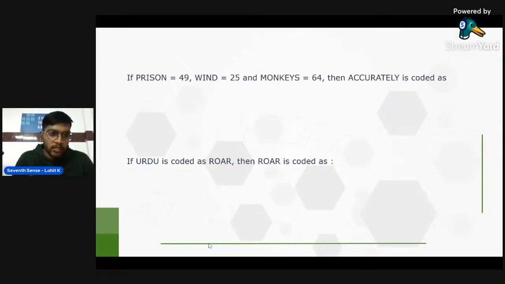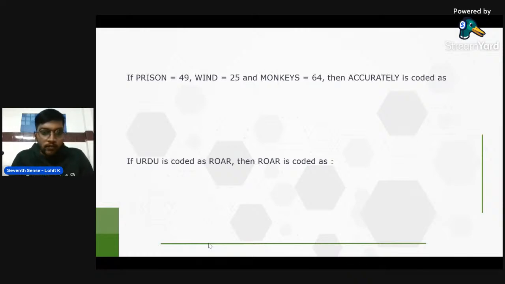So just check the number of letters in prison. How many letters are there? 6 letters are there in prison. So 6 plus 1 is how much? 7. 7 square is 49. In wind, how many letters are there? W-I-N-D, 4 letters. 4 plus 1 is 5. 5 square is 25. Monkey, how many letters? 6 letters, plus 1 is 7? Actually 7 letters, 7 plus 1 is 8. 8 square is 64. In accurately, how many letters are there? 10, right? 10 plus 1 is how much? 11. 11 square is how much? 121. Correct? So that is the answer for that.